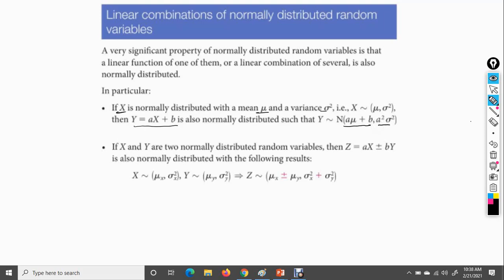Then there's also the case that if x and y are two normally distributed random variables, then z, defined as a times x plus or minus b times y, would end up having a mean that would be the addition or subtraction of the means of x and y, depending on this, right? You either add or subtract, depending on this here. But the variances are always going to be added, and this would make up the new variance for z.